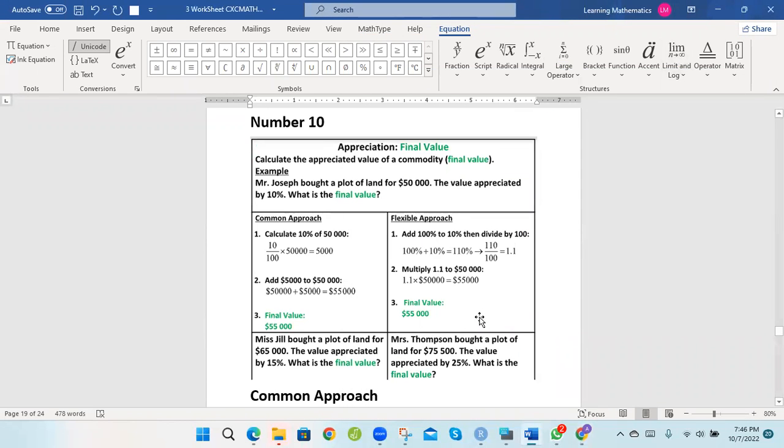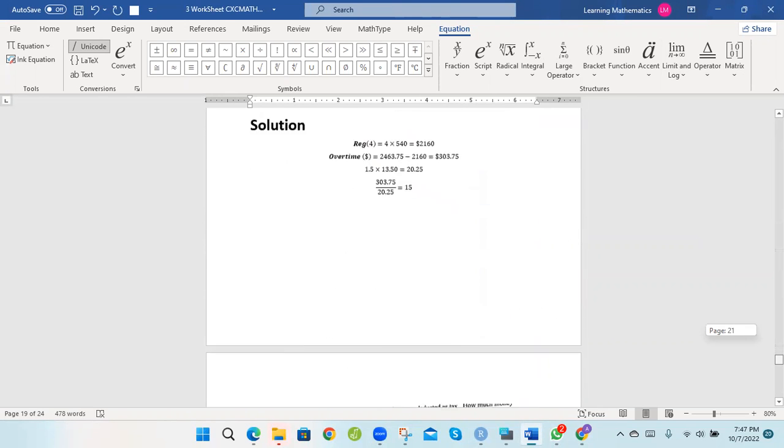So in future, you multiply. Finding original, you divide. Appreciation, you add. Depreciation, you subtract. Please master the flexible approach.